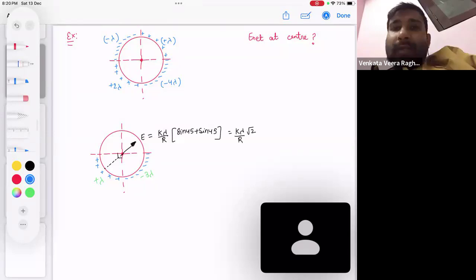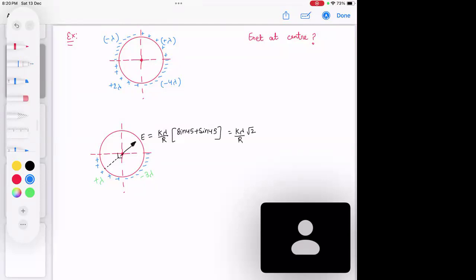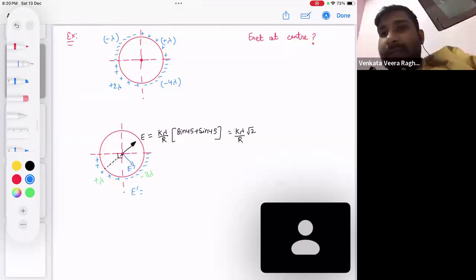Now tell me, due to this one, due to 3 lambda, what direction will it come? Towards the wire, right? Let's call this E dash. So what is the E dash we have? E dash is K 3 lambda by R, again sine 45 plus sine 45. Can I write it as root 2? And sine 45 plus sine 45.